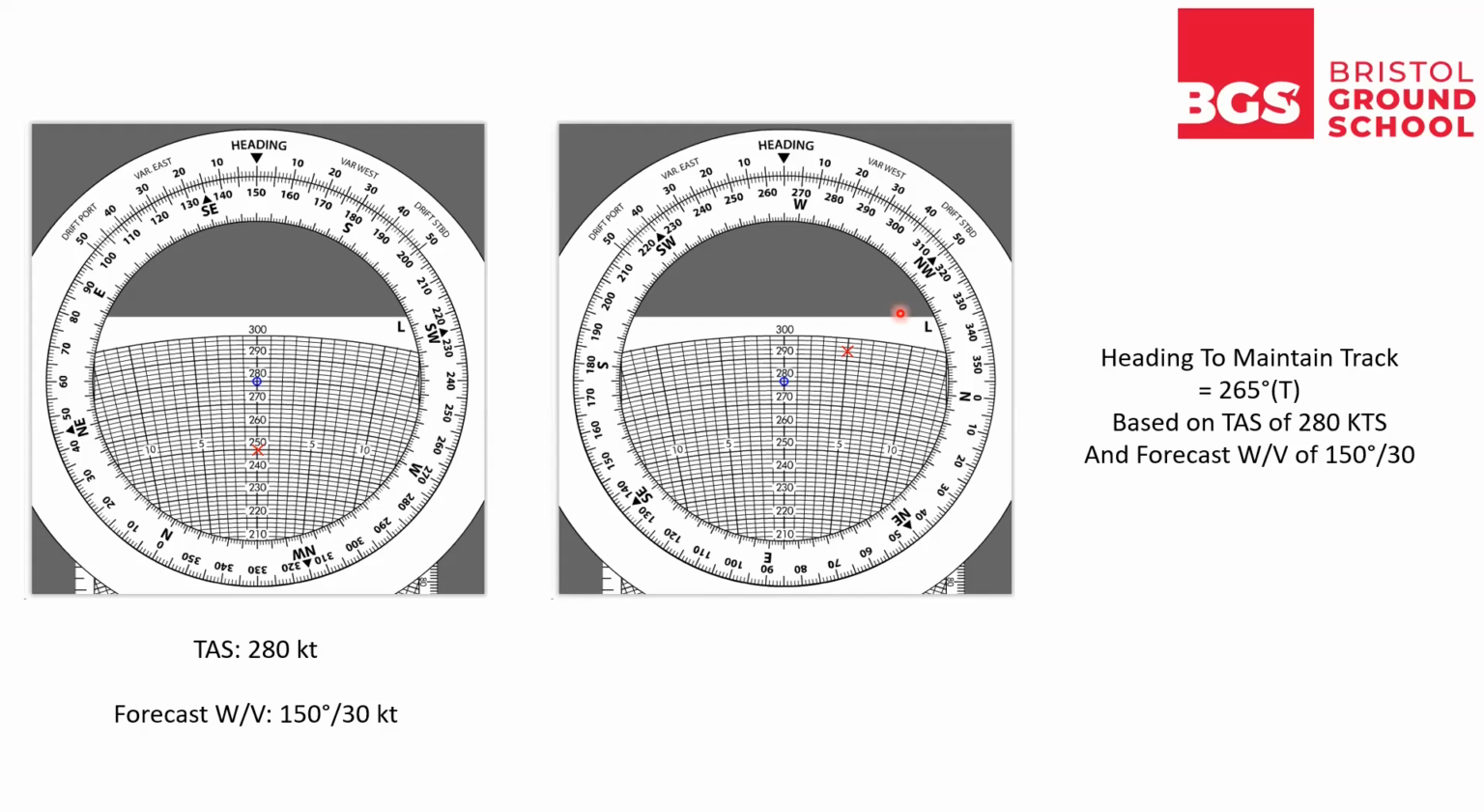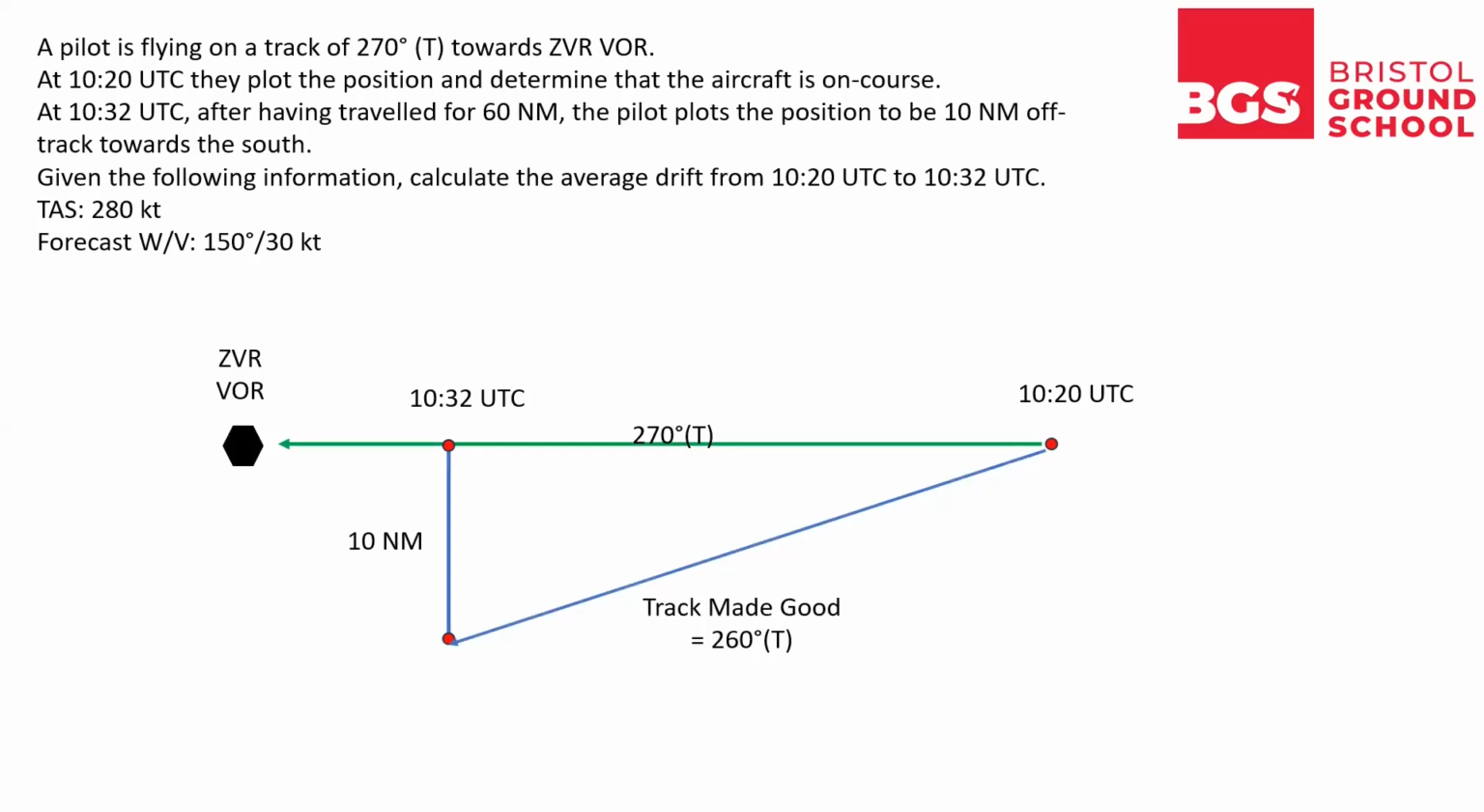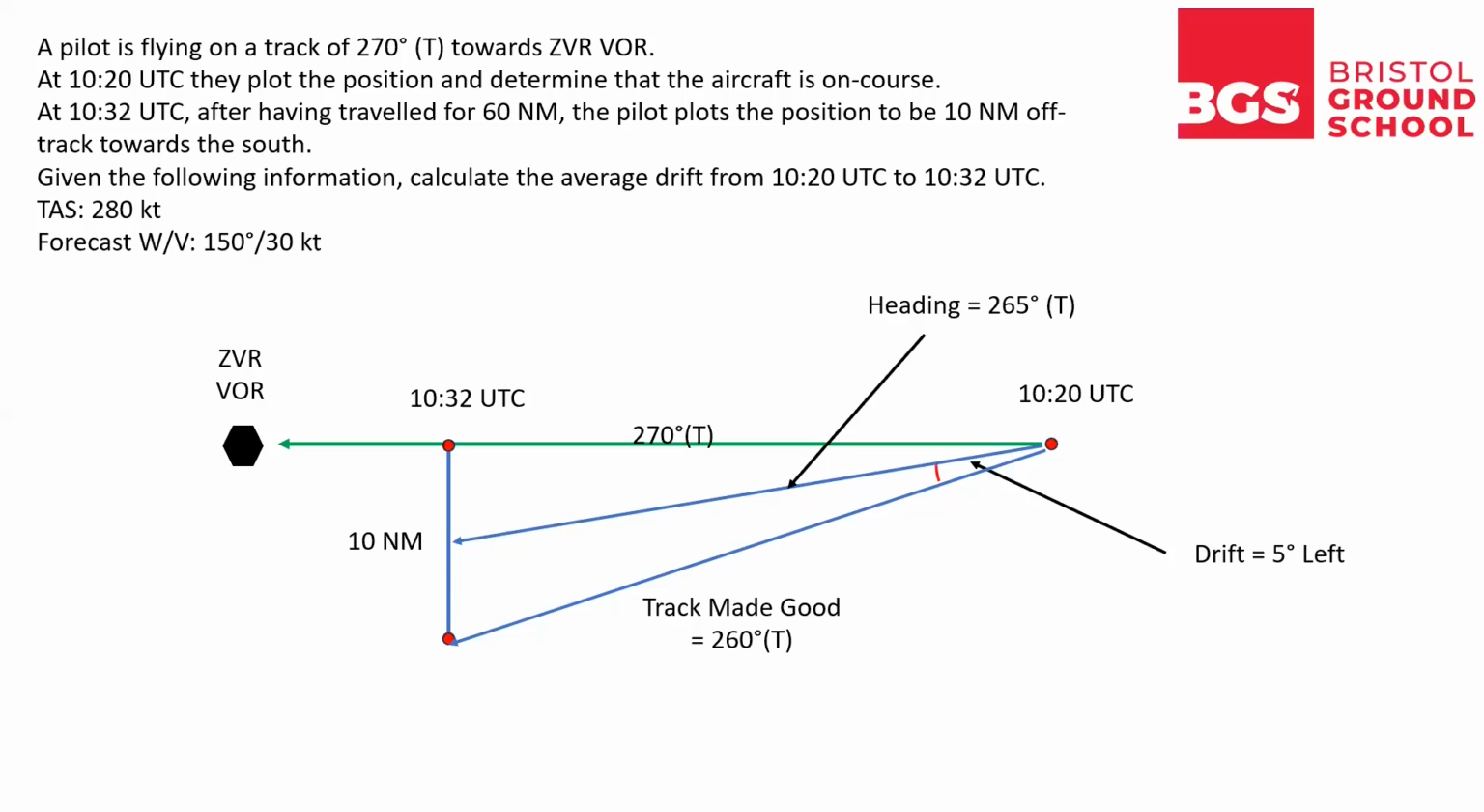Now we can go back to our diagram. We've already seen that our track made good was 260, and we know that the drift is the difference between our heading and the track made good. So if we pop our heading of 265 degrees true onto our diagram, we will see that the angle between that heading and the track made good is the drift we have experienced between 10:20 and 10:32. So the drift is 5 degrees left. So remember that the drift is the difference between your heading and the track made good, 5 degrees left in this case.